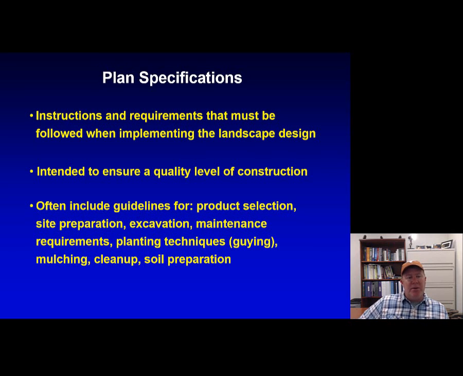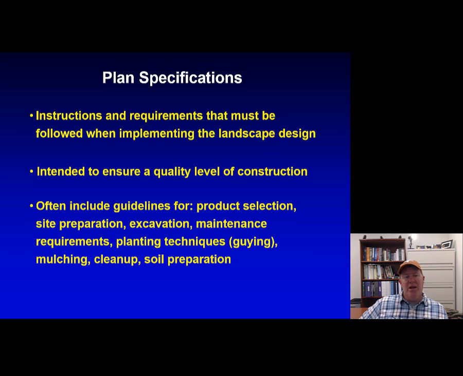Plan specs are instructions and requirements that must be followed when implementing the landscape design and or irrigation design. You got to follow the specs. So for us, being irrigation contractors, we're reading the plan. We see that they're wanting a Rainbird controller. They're wanting the i5000s. Well, that's what's on the plan. That's what's in the specs. Or maybe the plan doesn't even say it. It's specified in the specification.